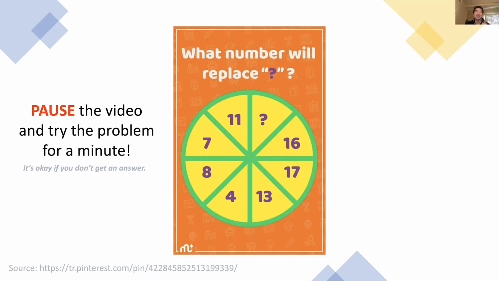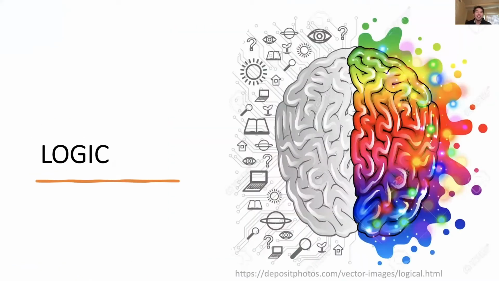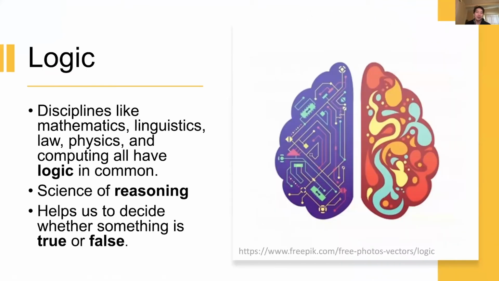So hopefully you had some sort of process to reason out what the answer might be. And that is what logic is. So logic, by definition, covers disciplines like mathematics, linguistics, law, physics, pretty much everything, okay? Even though we listed a few items here, it's actually everything. In everyday life, we use logic. A fancy way to say that is it's the science of reasoning. It helps us to reason out whether something is true or not. And that's what logic is.